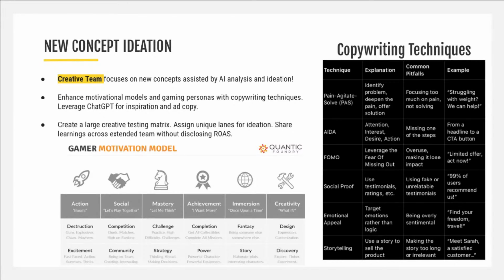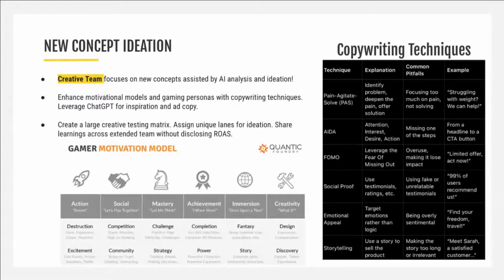Quantic Foundry came up with this very interesting gamer motivation model. We had a version of it. I think most companies today have a version of a creative matrix that they use. And you test it based on the style and type of game that's being run. However, there's this really cool thing that's floating around a lot of the systems today, and they call it copywriting techniques. For example, FOMO, fear of missing out, or social proof.